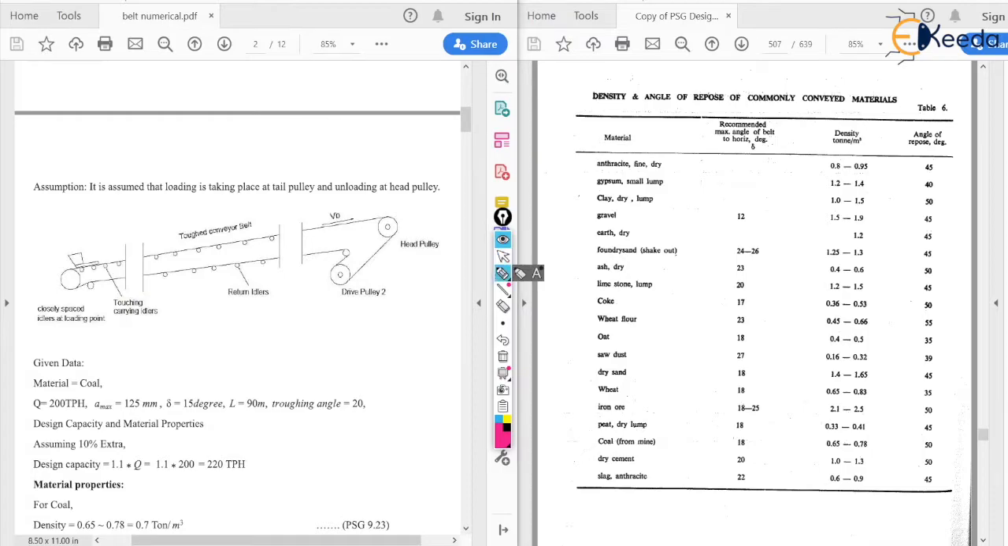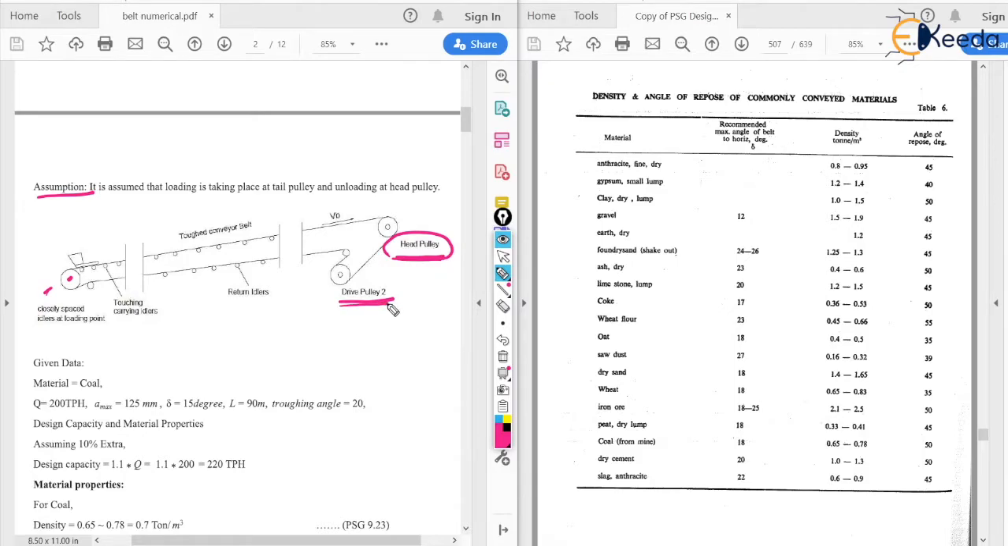Now the assumption: it is assumed that the loading is taking place at the tail pulley and unloading is taking place at the head pulley. As you can see, there is a head pulley, and somewhere on this side we will get a tail pulley, and there is one more drive pulley. Head pulley is generally a drive pulley, the tail pulley is generally the driven one, but sometimes both are drivers. Here in this case there are two driver pulleys.